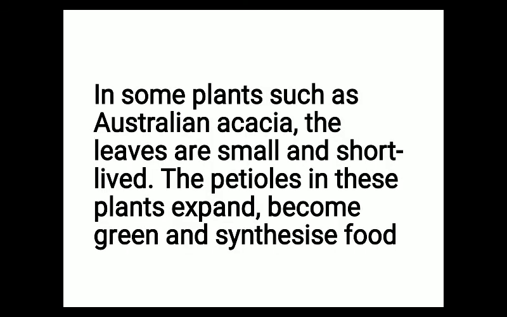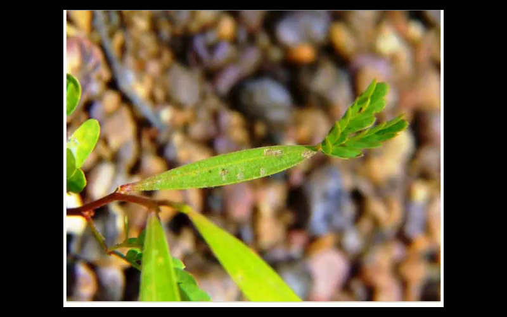In some plants such as Australian acacia, the leaves are small and short-lived. The petioles in these plants expand, become green and synthesize food. So in the Australian acacia plant, the leaves are very small and short-lived. After some time they degenerate. In such a plant, the petiole part of the leaf becomes green and helps in the process of photosynthesis. So Australian acacia is very important. We have to remember this.